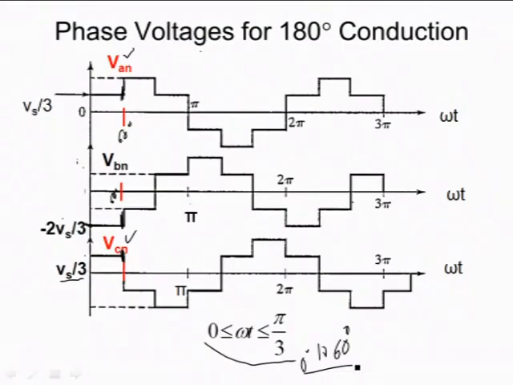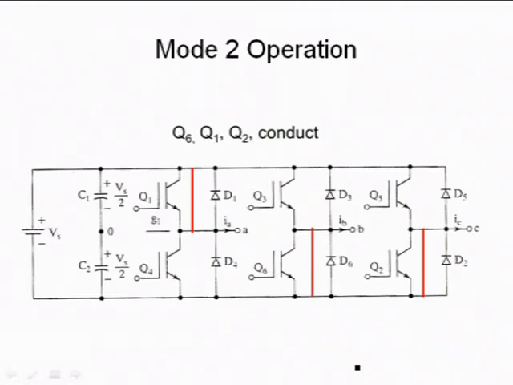Let us take up the mode 2 operation. Mode 2 operation follows the sequence 6, 1, 2. First was 5, 6, 1, now 6, 1, 2. Observe: Q6 is even, Q2 is even, lower group, so 2 from the lower group and 1 from the upper group.